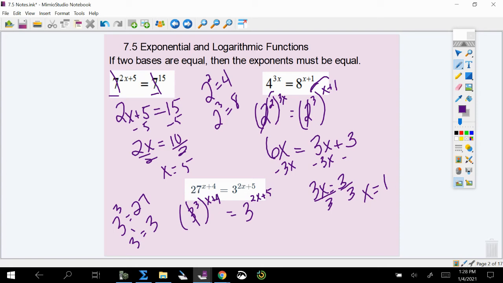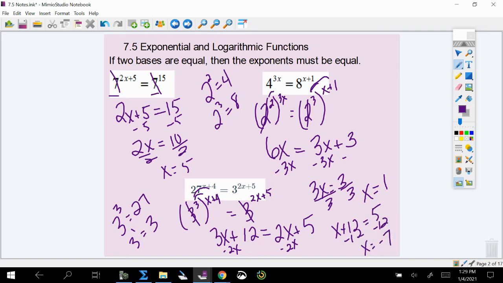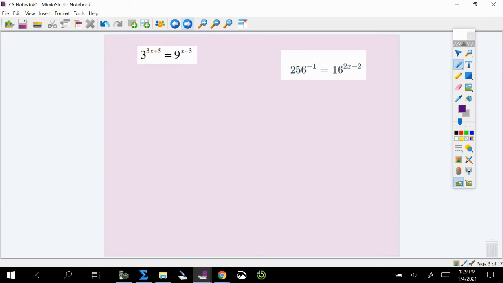So now my bases cancel since they're alike. I have to distribute the 3 here, so I get 3x plus 12. The number one mistake students make is forgetting to distribute. Equals 2x plus 5. Subtract 2x. So I get x plus 12 equals 5. Subtract 12. And I get x to be negative 7. And you can get negative answers here, and you can check your work by plugging that answer back into the original. So let me show you just a couple more.